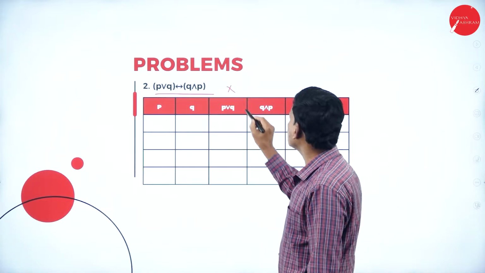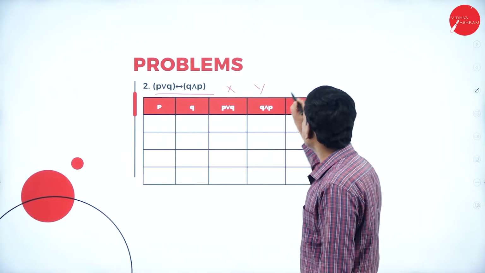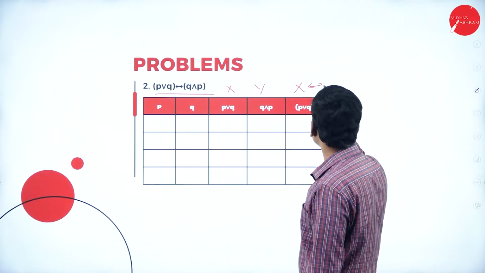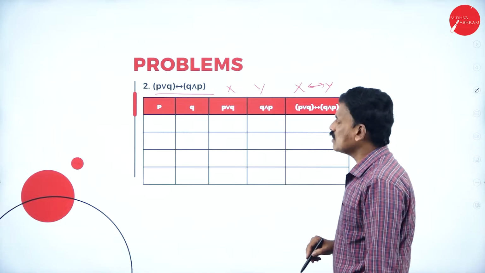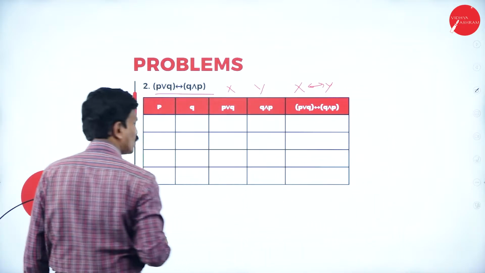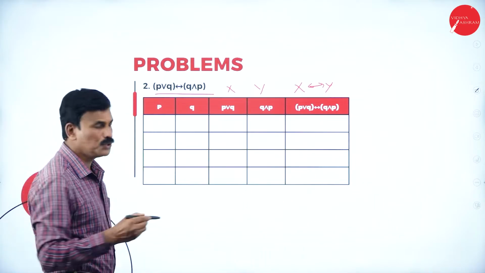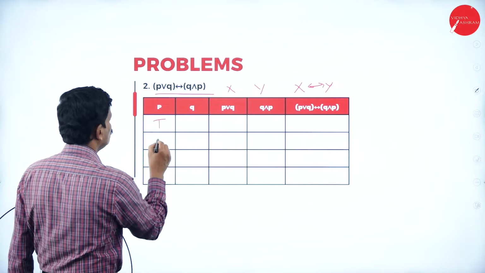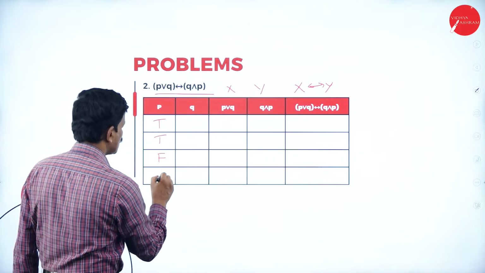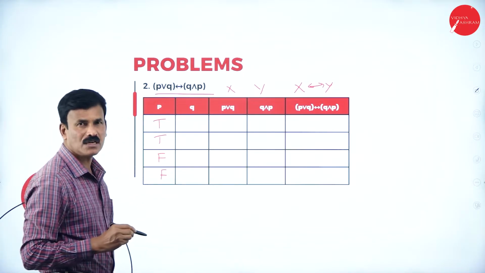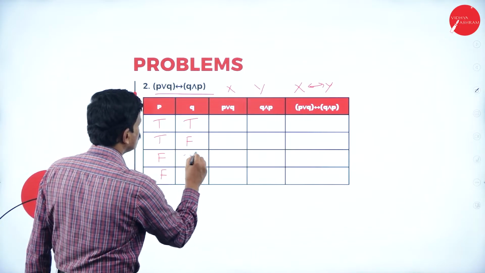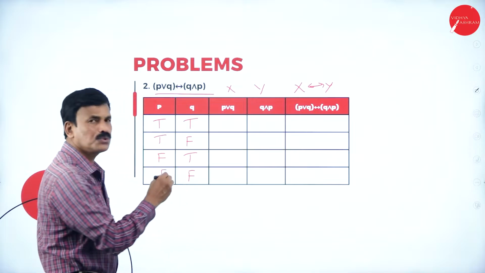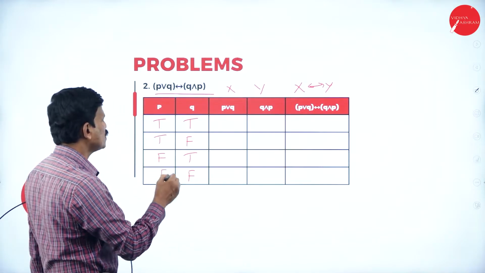Suppose we consider this as X and this as Y, then the biconditional statement for X and Y is X biconditional to Y, right? Now, as usual, write down the truth values for P and Q. You know the truth values for P: true, true, false and false. For Q, it is alternately true, false, true, false, right?